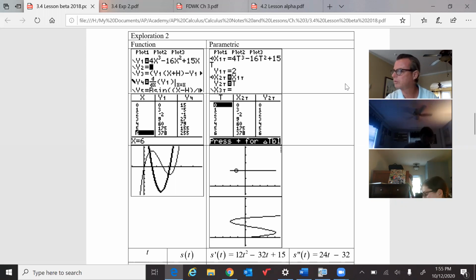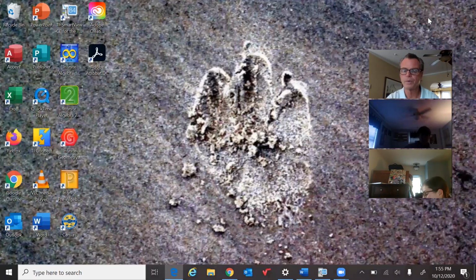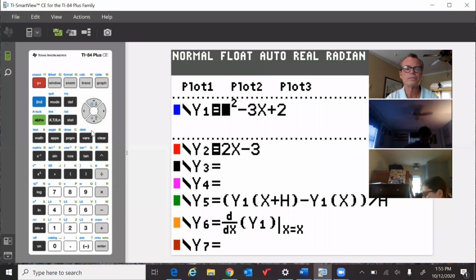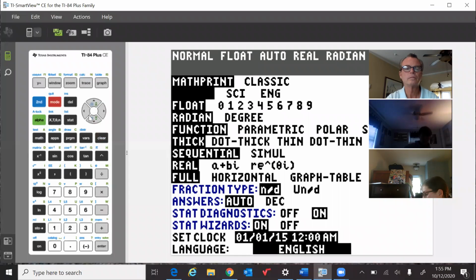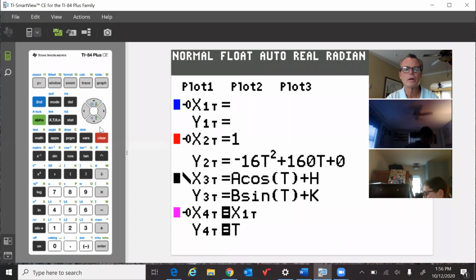So I'm going to show you exploration 3, and then ask you to send in your work for 2. Okay? So for 3, you don't need to do this, just look up here. So 3 is what we talked about in the alpha lesson.